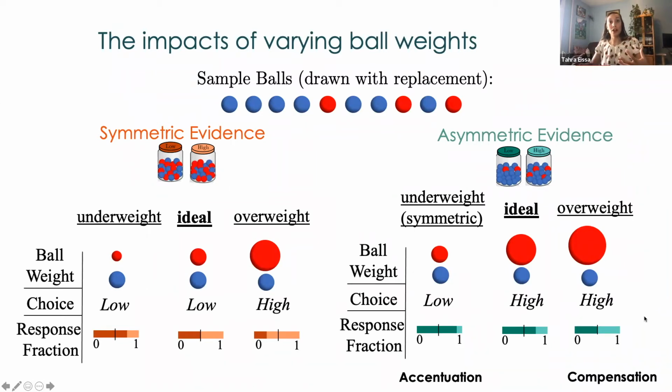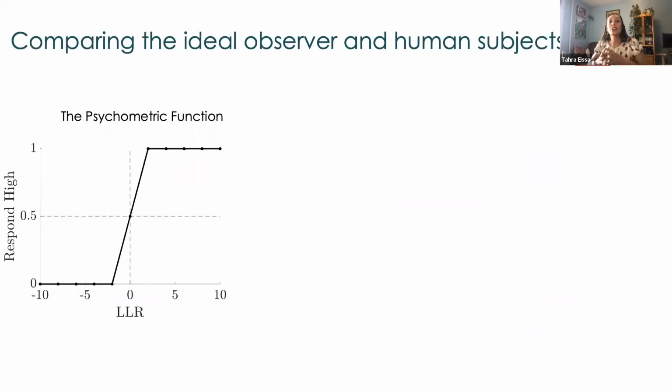Are they uncomfortable with this choice asymmetry and try to compensate to match the prior, which is known to be 50-50, or is it accentuated in some way? And so we now have some suboptimalities that we can understand and interpret. But we need some tools with which to actually do this interpretation. So in order to interpret this, what we're going to do is consider a psychometric curve.